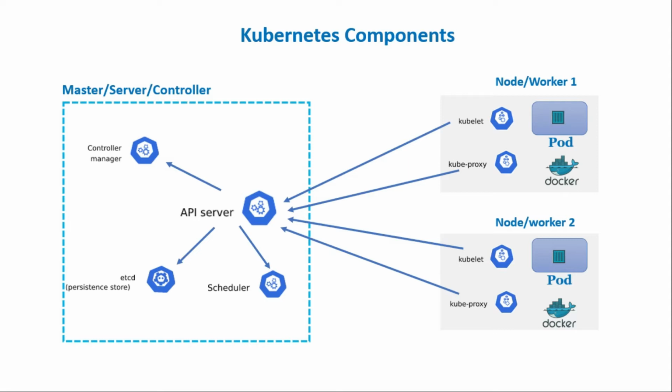API server, it is our component. You must know what the API server is and how it works. And controller manager, it is also our component. Etcd, it is a component. Scheduler, it is a component. Kubelet, kube-proxy, pod, container, Docker, these are the components of Kubernetes.